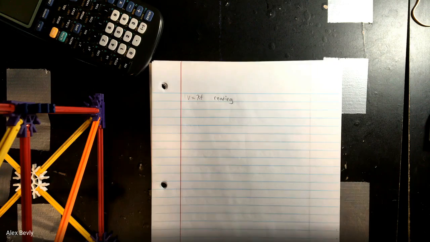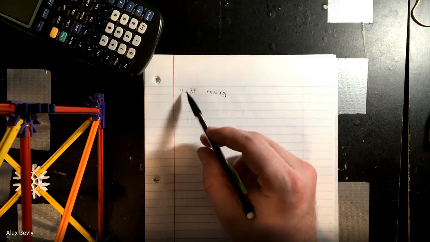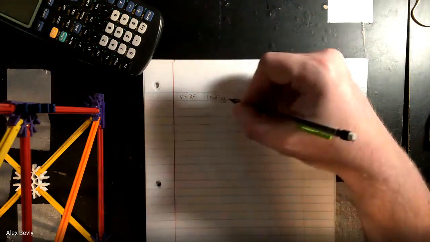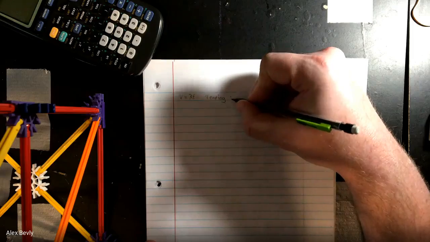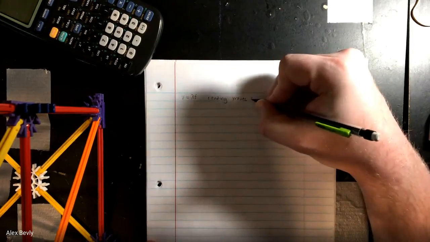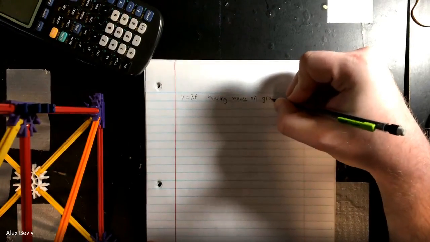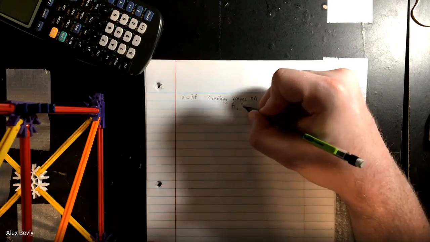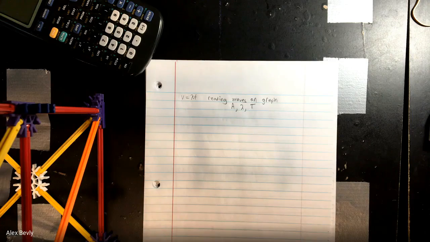So first off, I'll cover what we're going to be looking at on the test. Just the simple wave equation, speed of the wave is wavelength times frequency, reading waves on a graph. You need to be able to read things like amplitude, wavelength, period, things like that, that you're going to need to do for the test.